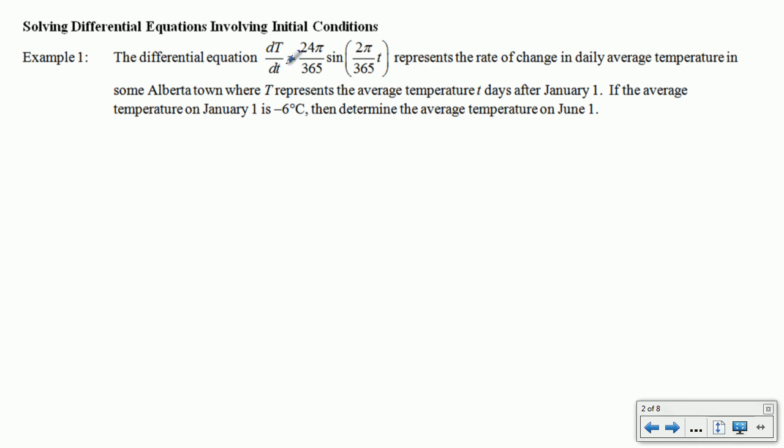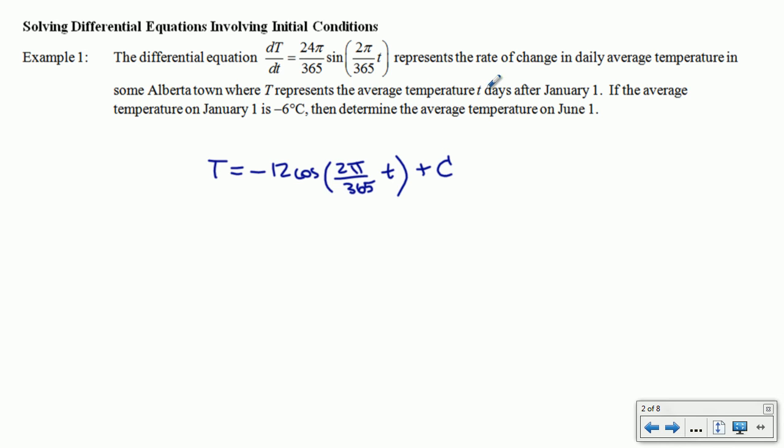The differential equation dT dt, given before, represents the rate of change in daily average temperature in some Alberta town, where T represents the average temperature t days after January 1st. If the average temperature on January 1st is minus 6 degrees Celsius, then determine the average temperature on June 1st. So we already know where this derivative came from. It came from this expression, negative 12 cos 2 pi over 365 t plus c. And we have an extra bit of information given here.